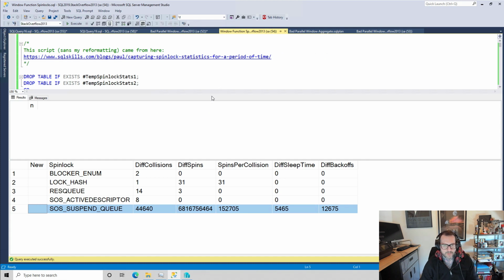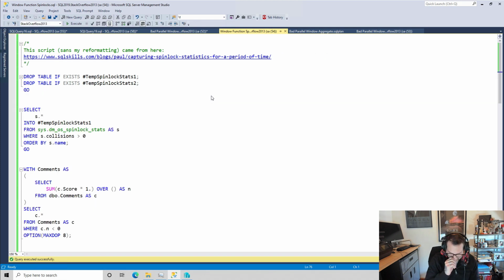Now, I was talking about this with some friends of mine, and my friend Forrest said that you should look at spinlocks during that period of time. And I said, you know what, Forrest, it's never spinlocks.